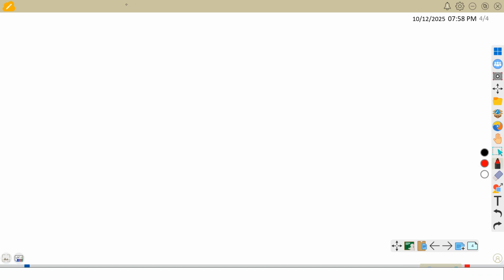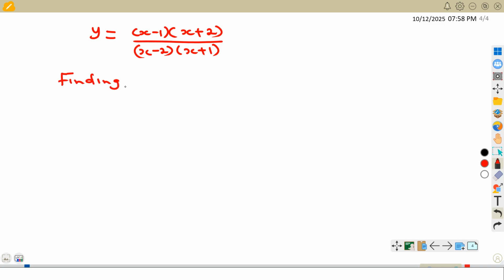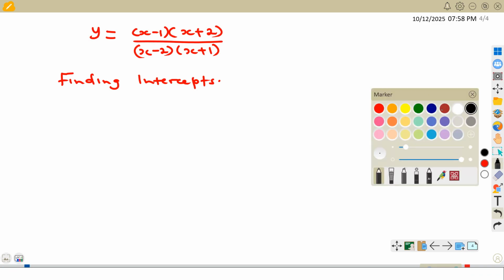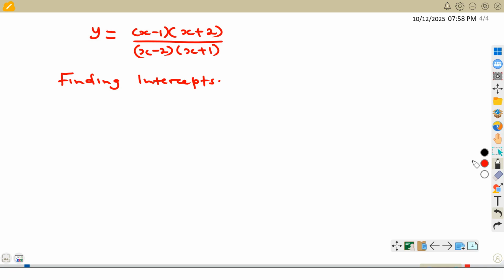So I will rewrite our curve here. Our curve is y equals (x minus 1)(x plus 2) divided by (x minus 2)(x plus 1). The first basic principle that we shall follow is to find the intercepts. And we said to find the intercepts, we are basically talking about two things. One is the y-intercept.